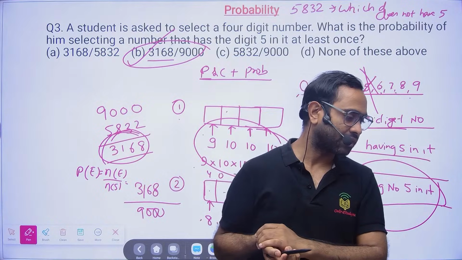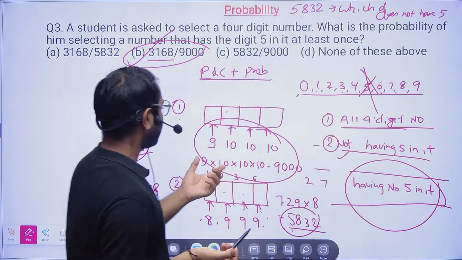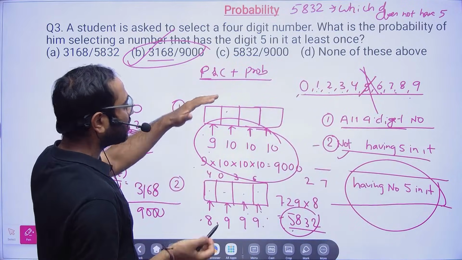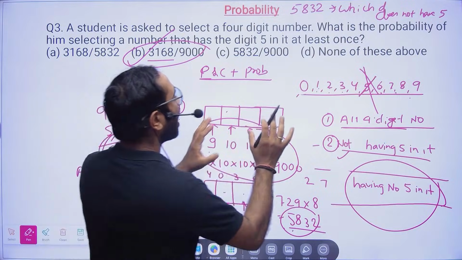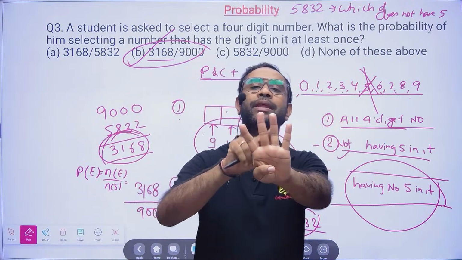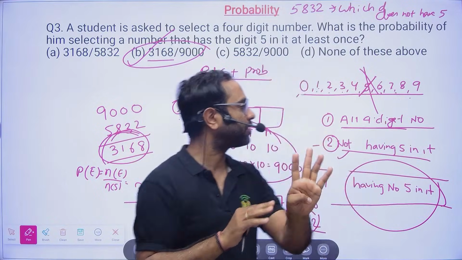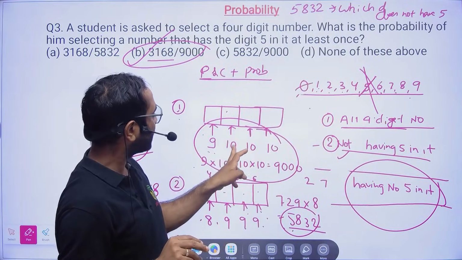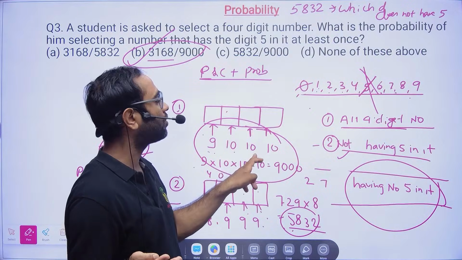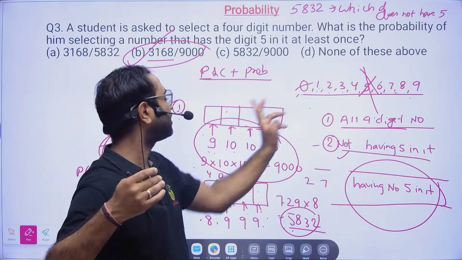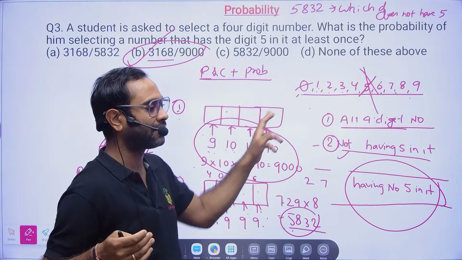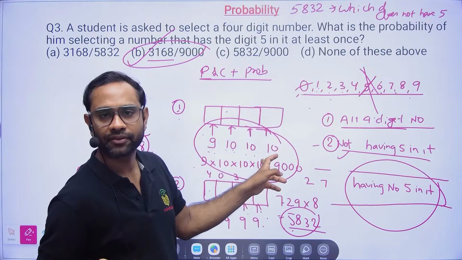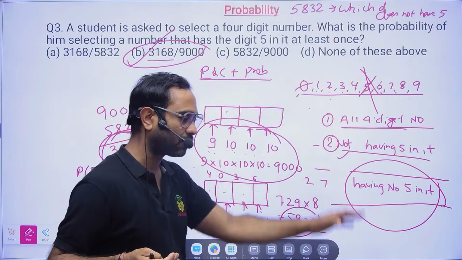Sir, why use 9 and 10 in step 1? 9 and 10, because here I am calculating the total number. So how many 4 digit numbers can you make? See, in the first place 0 should not come, so 9. In the second place 0 can come, so all 10 digits can come. Third place, all 10 digits can come. Last place, all 10 digits can come, right? So total 9000.